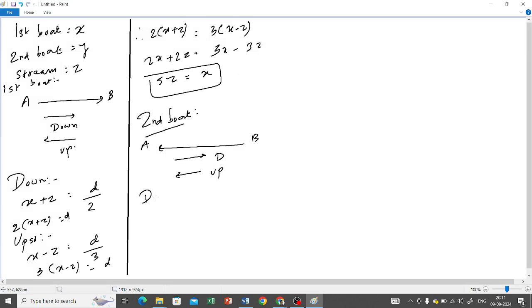So first of all, for downstream, what is going to happen? The total distance. So what is going to be the speed? This is the speed of the boat. So y plus z is equal to d divided by time t1, or t1 is equal to d divided by y plus z.